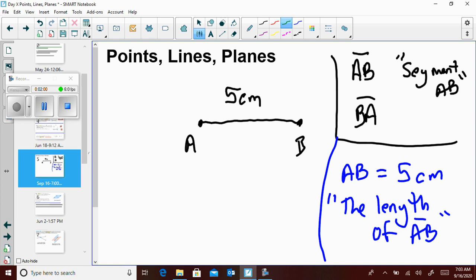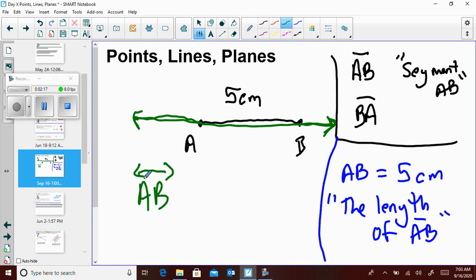The next thing we have is we can draw a line through AB. We have a line through AB. There is no start or end point. It is just line AB. So we actually draw a line. Line AB. There is no start, there is no end. You cannot have the length of line AB. You cannot measure something that has no beginning or has no end. It goes on forever and ever.